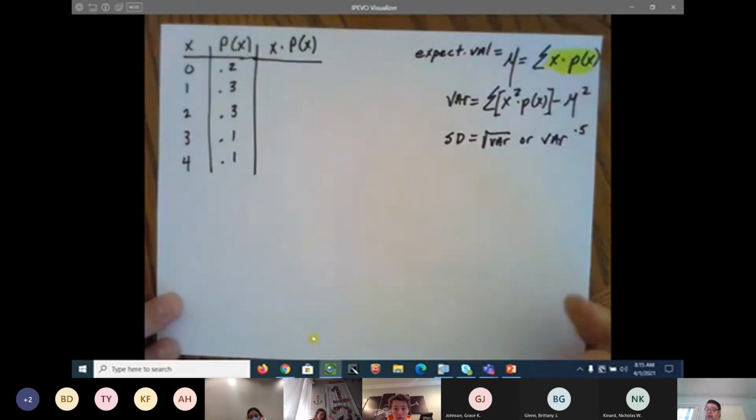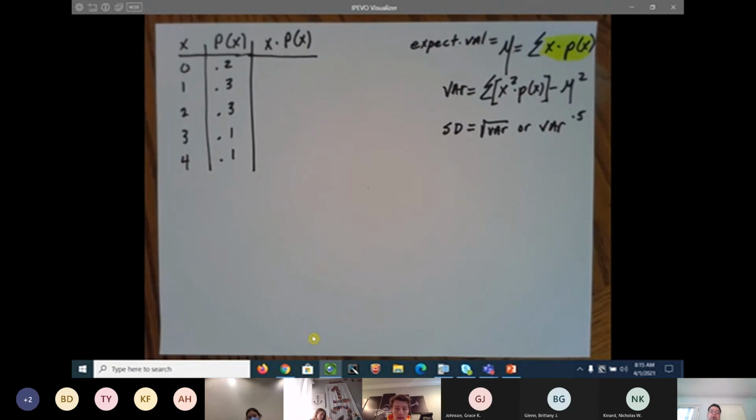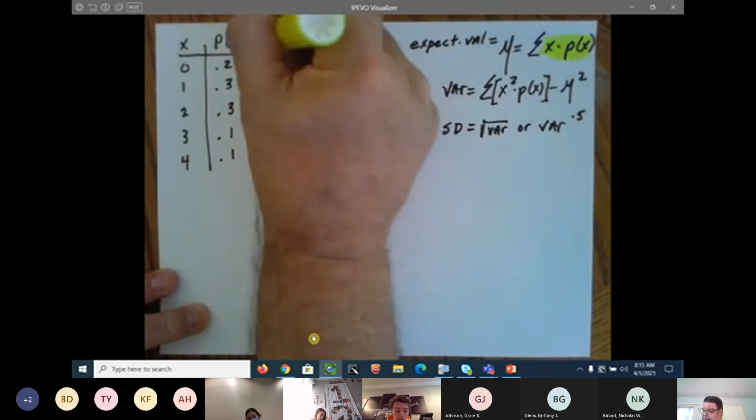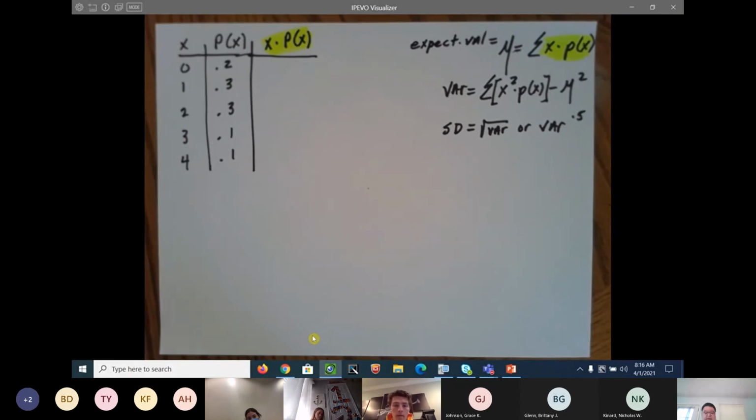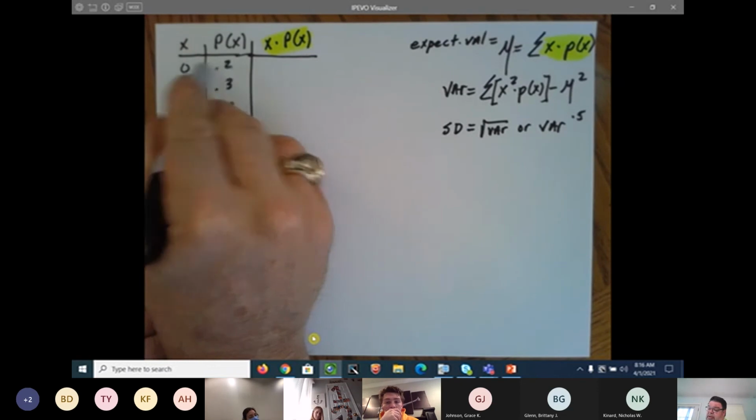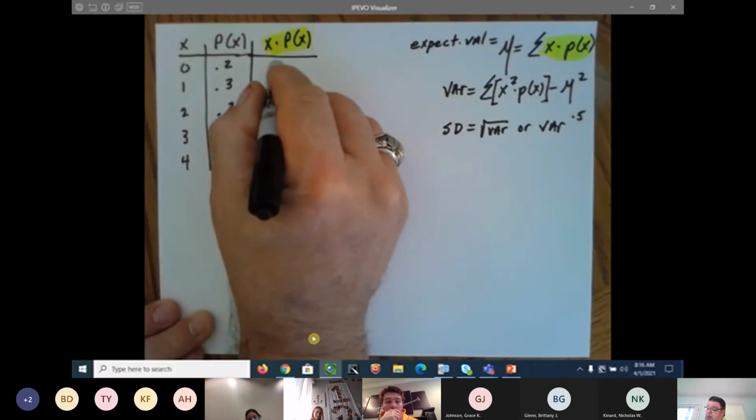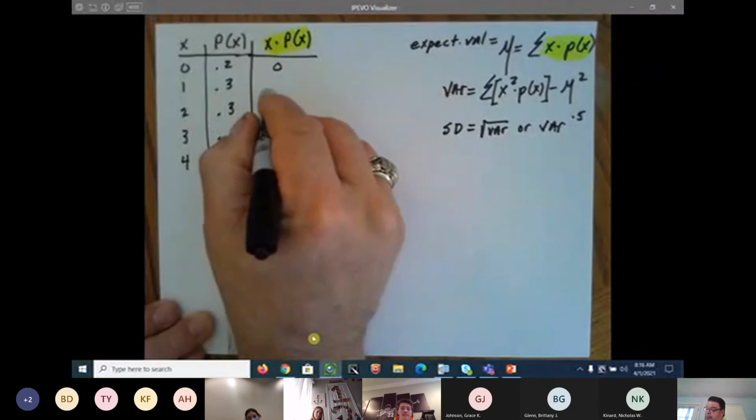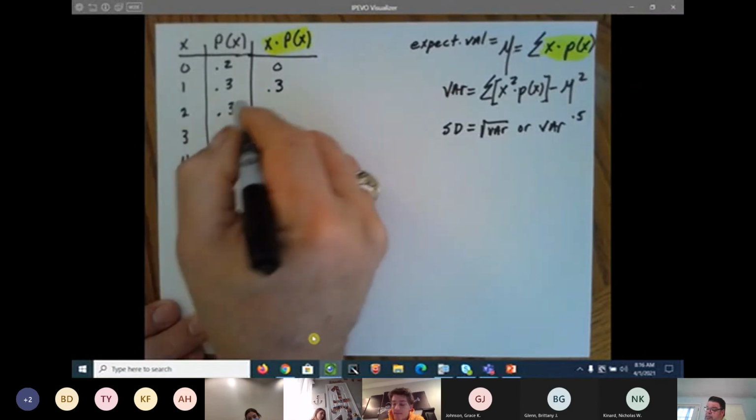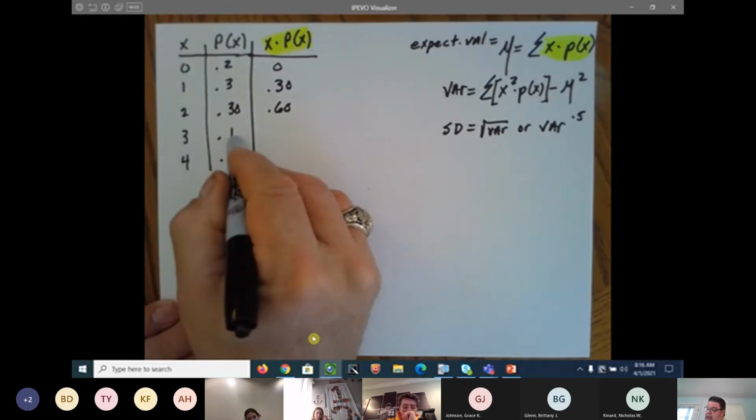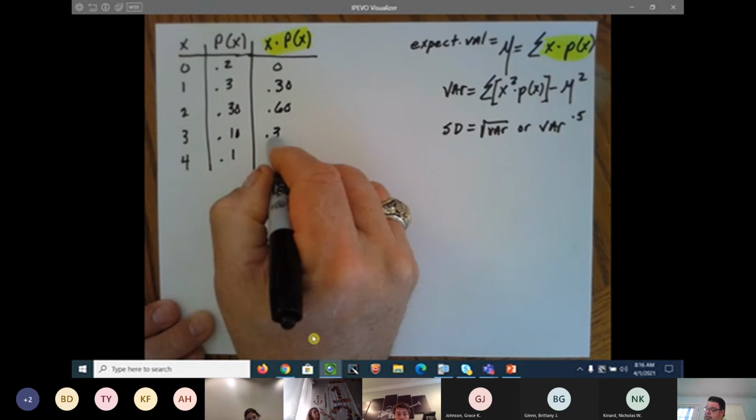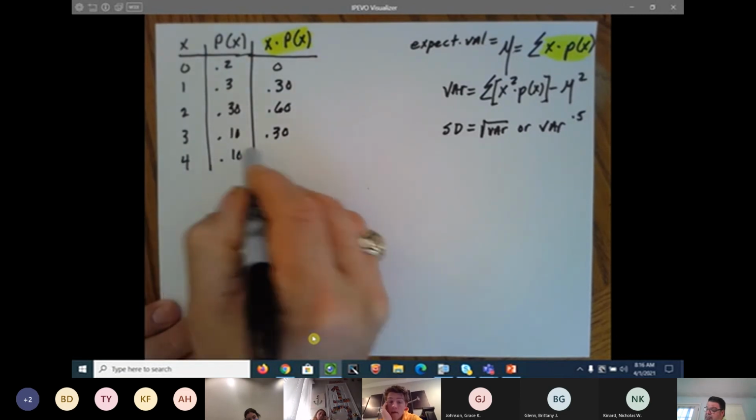Now don't reach for the calculator yet because most of y'all can multiply this stuff. It's not that difficult. So don't reach for a calculator yet because what's 0 times anything? 0 times any number is what? 0. 1 times any number is that number. 2 times 30 cents is 60 cents. 3 times a dime is what? 30 cents. 4 times a dime is what?